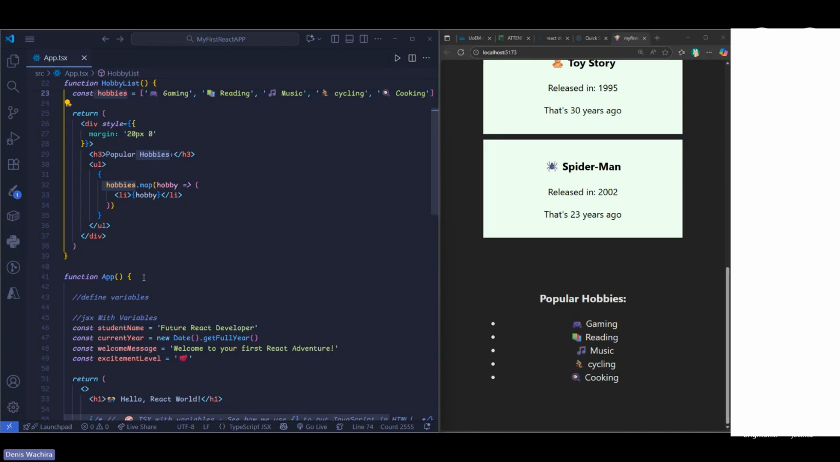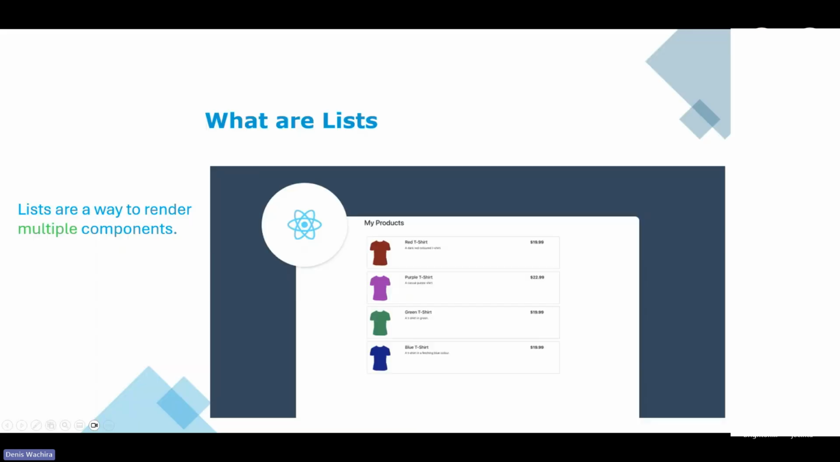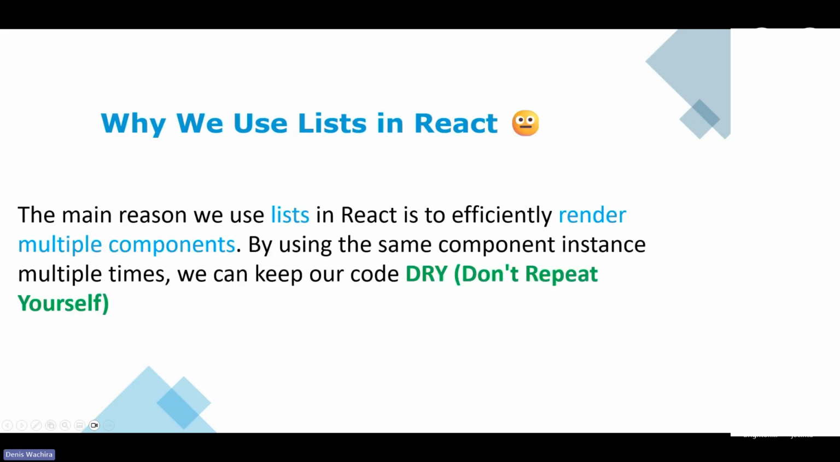So whatever you have done in rendering this is what we call rendering a list in a component. Maybe when building our application, we want to render some products like t-shirts and the rest. So we use the map function, creating just one component and using it to render many. So why do we use lists in React? The main reason is to efficiently render multiple components by using the same component instance multiple times.